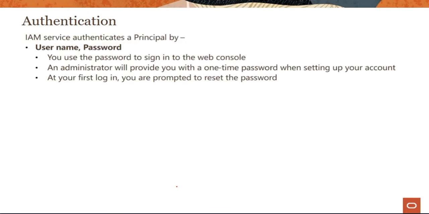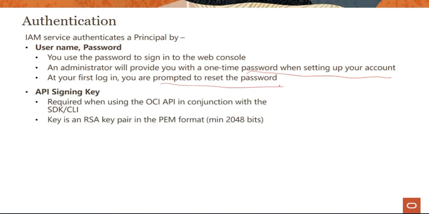So let's look at the different authentication mechanisms provided by OCI. The first one is very simple, something you're all familiar with from various web services, where you authenticate a principal by providing a username and password. You use the password to sign in using, let's say, a web console. You get a one-time password when you set up your account. At your first login, you're prompted to reset your password. Seems very logical, and familiar from how you use some web properties.